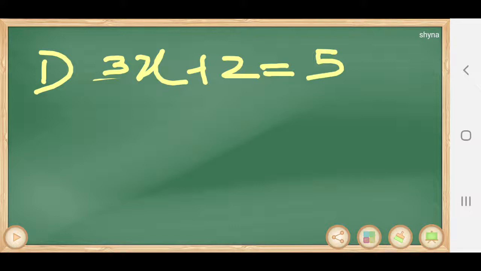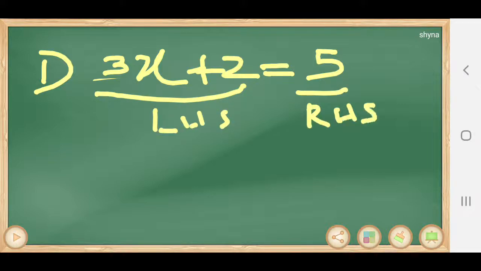Next question. 3x plus 2 equal to 5. How will you do this? I told that while doing this type of problem, the variable should be on one side. We have to transpose the other whole number to the other side. But here, listen, the LHS is 3x plus 2, and the RHS is 5. The LHS contains two terms, 3x and 2.